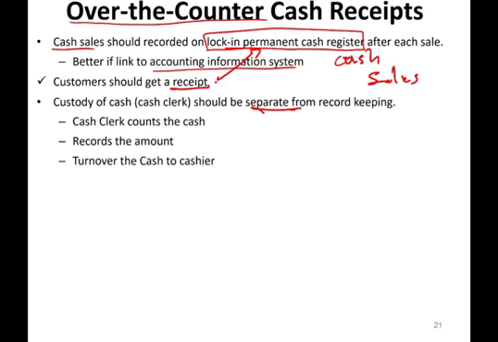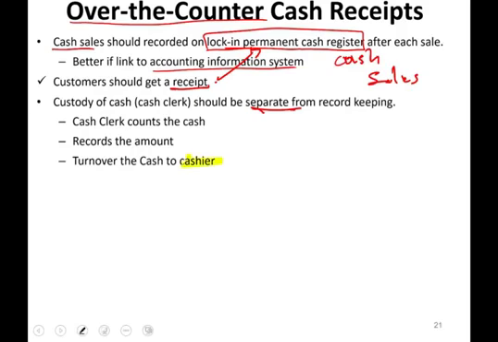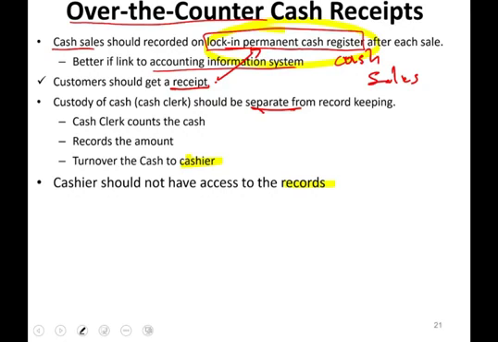So they take the cash and give it to somebody called the cashier, the person who is responsible for handling the cash. Okay, now, the cashier should not have access to the record. So the cashier should not be able to go in and change the record of the sale. They have access to the cash, but they cannot have access to the record. Okay, now the cashier has the cash. All they can do with that cash is deposit it and receive a deposit slip. So take this money and put it in the bank.